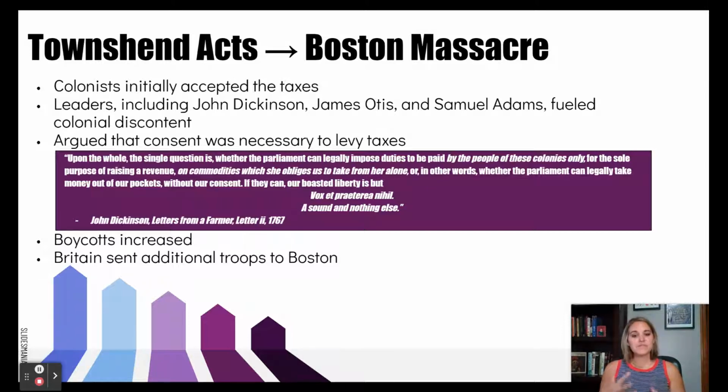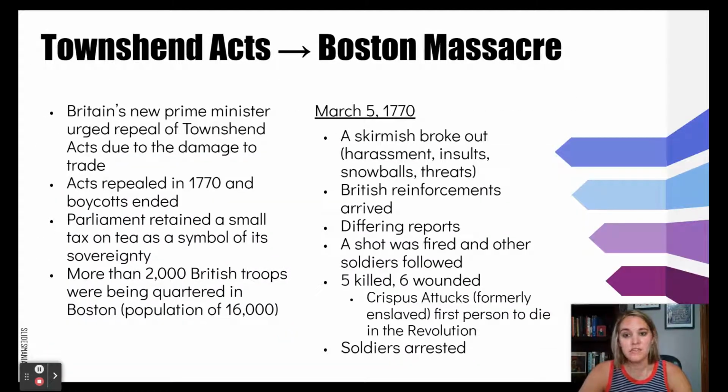And so as a result of letters like these, we see boycotts increasing. And as the tensions rise, Britain is going to send additional troops to Boston. So Britain is going to get a new prime minister who's going to urge the repeal of the Townshend Acts. These acts are repealed and then the boycotts end. However, they are going to keep the tea tax.